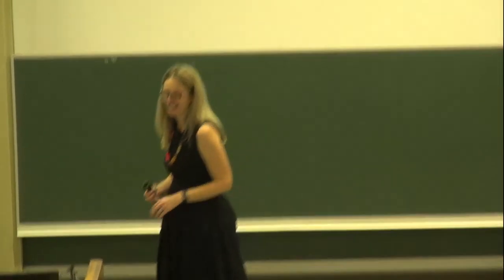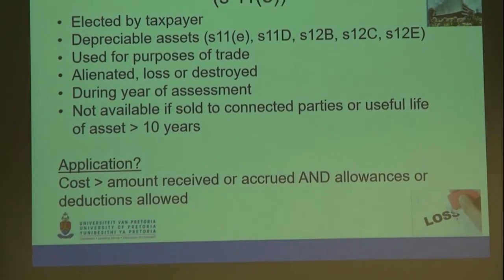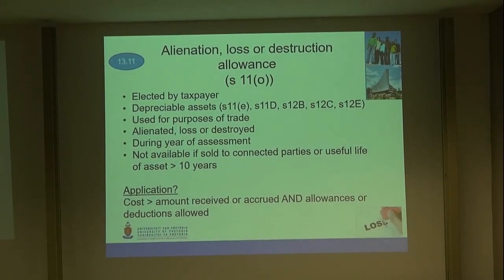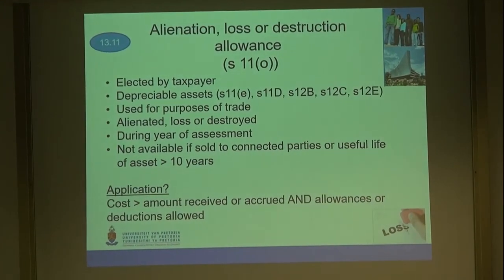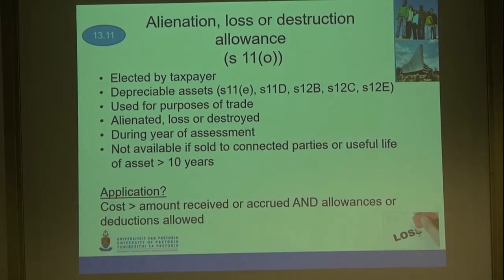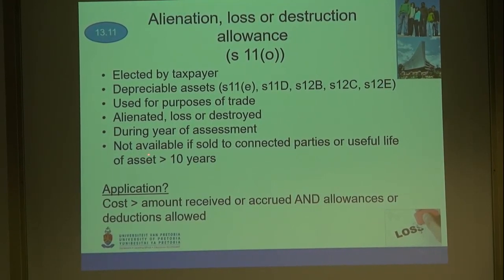So let's just quickly get to the end of the lecture. Okay, so like I said, 11O is an election section. But Section 11O is only applicable to certain assets. And it is only available to assets that are written off over a short period of time. And you'll see here that it's not available to assets that are written off over a period of more than 10 years.